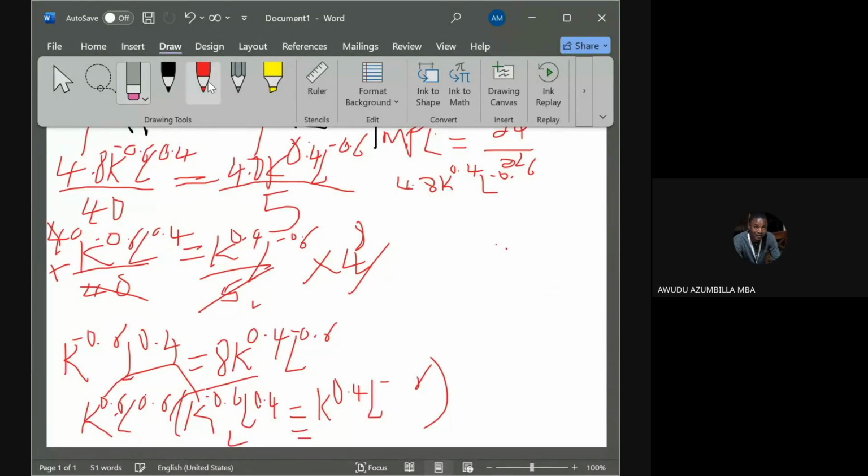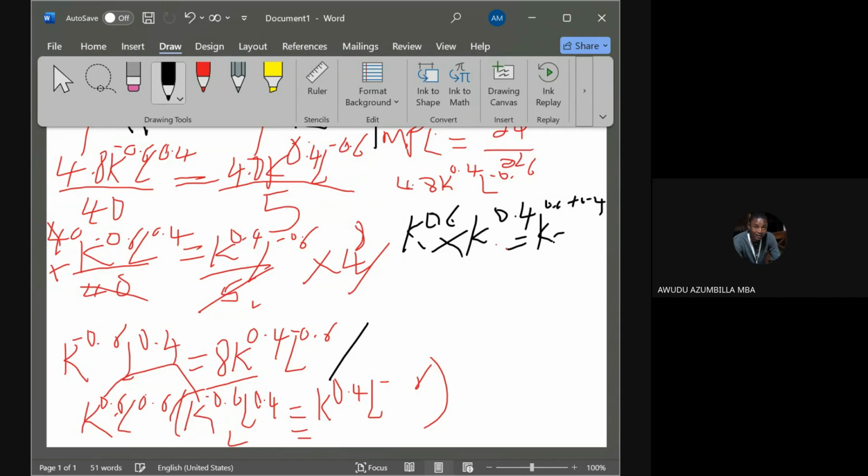The second one is going to be the same thing. We are going to get k to the power 0.6 multiplied by this second one, k raised to the power 0.4. It's not minus 0.4. We add the exponents, 0.6 plus 0.4, and that gives us k raised to the power 1, which is the same as k. So at this part, we get our k here. Now k is here, so k multiplied by L.